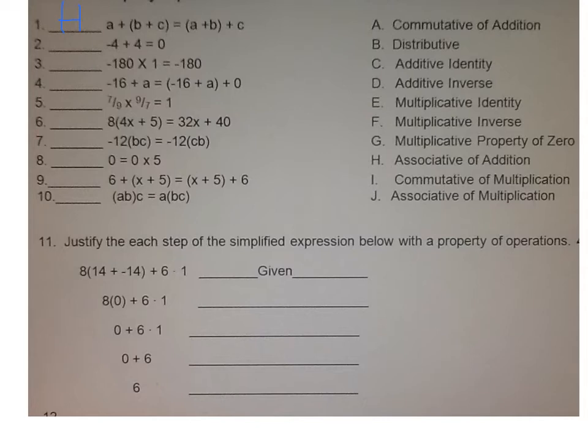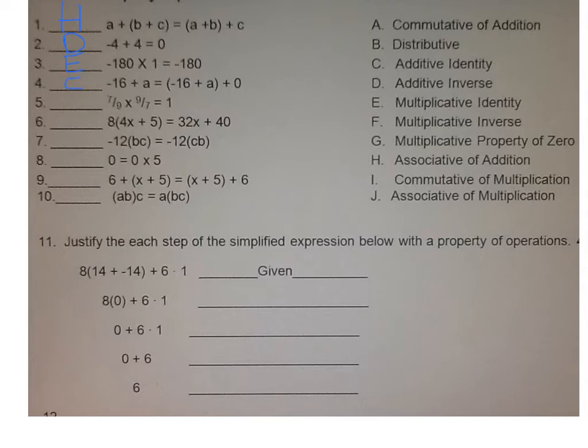Number 2 should be D. That is the additive inverse. You are adding opposites. 4 and negative 4 are the inverse or opposites of each other. Number 3 is E. That is the multiplicative identity. You're multiplying negative 180 to get an answer of negative 180. You maintain your identity.